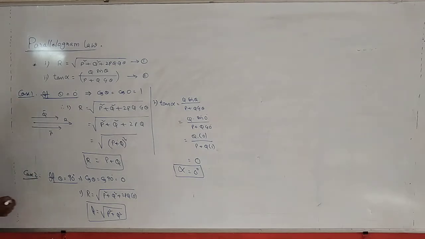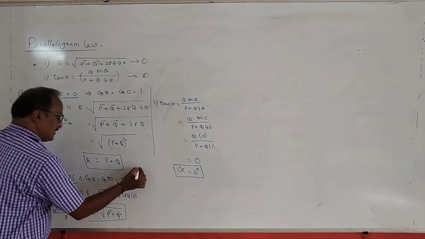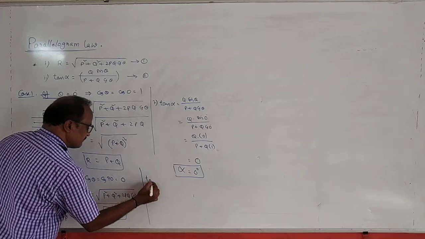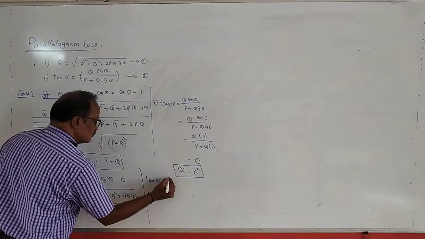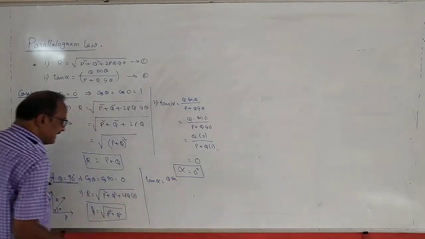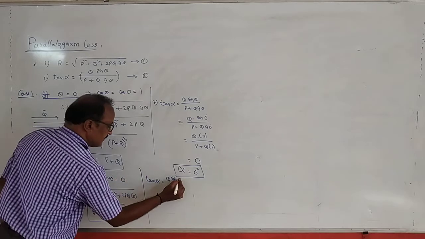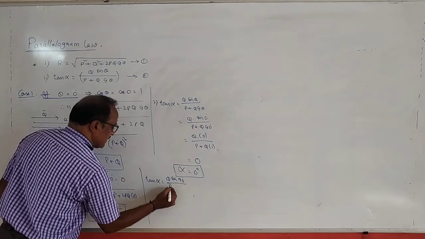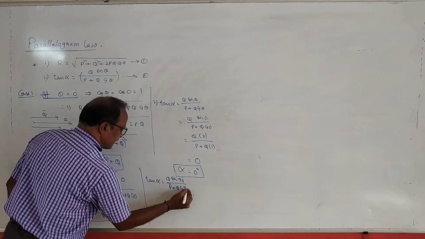In the second case, theta is 90, which means both the vectors are perpendicular. This is p1 and this is q1. q1 is perpendicular to p1 and this is the resultant. The resultant vector makes an angle alpha with p1. Then how do you find alpha? Same concept. Tan alpha is equal to q sin theta by p plus q cos theta, where theta is 90.